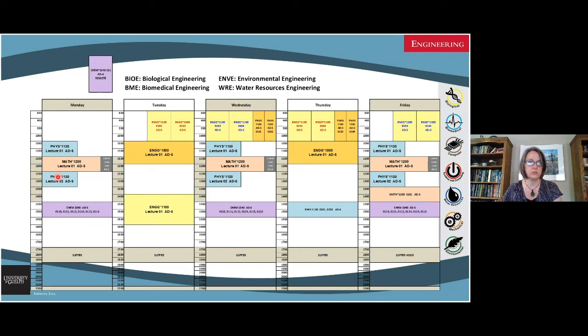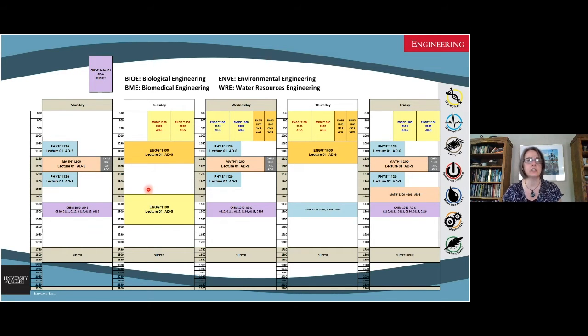So there's 2 physics lectures. There's a math lecture that goes Monday, Wednesday, Friday. The physics lectures go Monday, Wednesday, Friday, but you're only going to be choosing one of the physics. The biological, biomedical, environmental, and water students are all going to choose Engineering 1500. And then, of course, there's Engineering 1100, which is Engineering and Design 1.